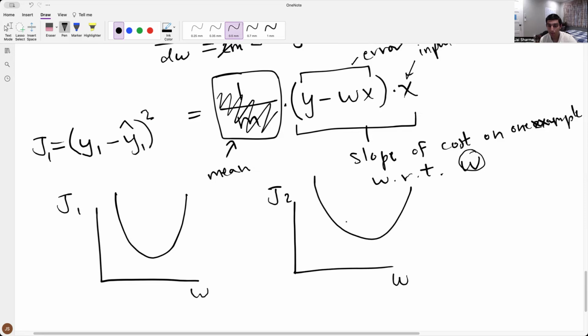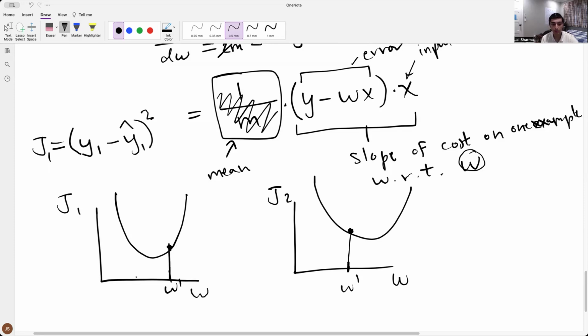Like that, which is also like a parabola. And let's say we're at this value right now, which corresponds to this point on this graph and corresponds to, let's say, this point on this graph. Now, so this is our value of W currently, and it corresponds to two different points on two different graphs.